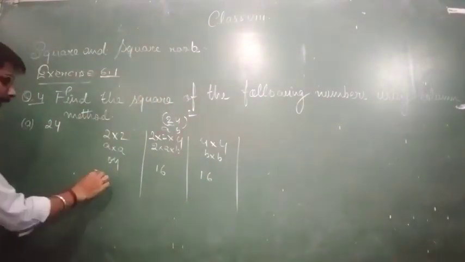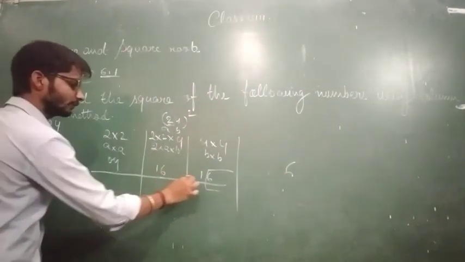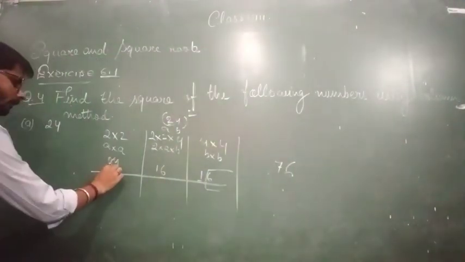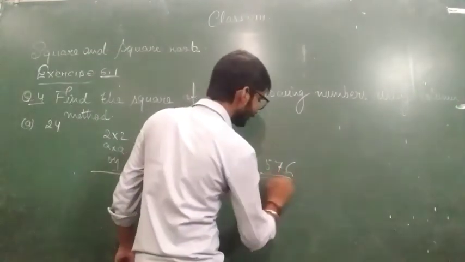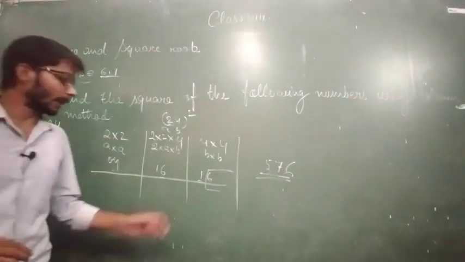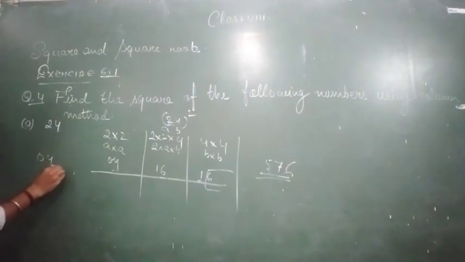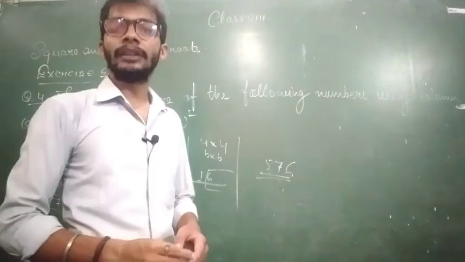Now we will add here. This 6 we write as it is. Now 6 added with 1 gives 7. Again 4 with 1, 4 plus 1 is 5. So 576 is the square. If we cannot add in this way, there is another way of writing it: 04 and 16 and again 16. Now add in this manner. So the 6, then 6 plus 1 is 7, and 4 plus 1 is 5. So 576 is the square of the given number by the column method.